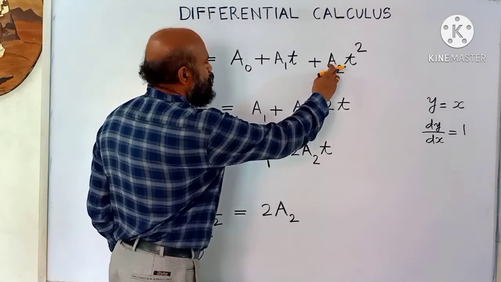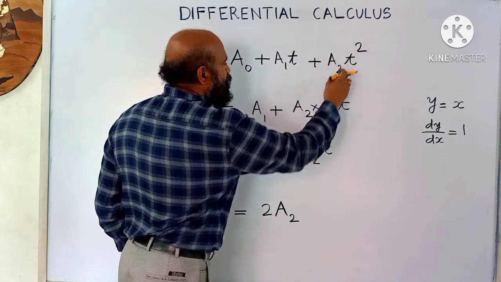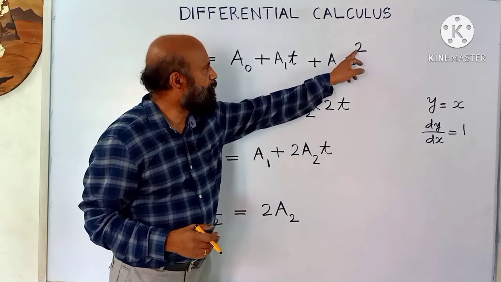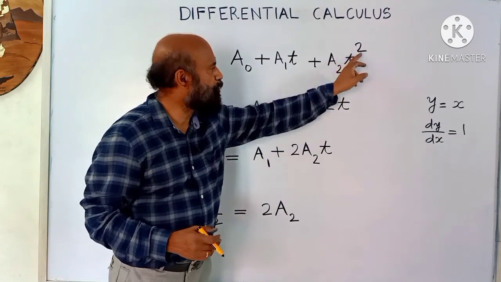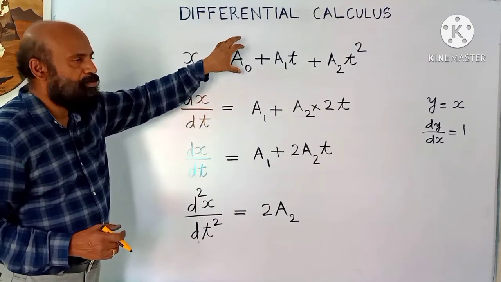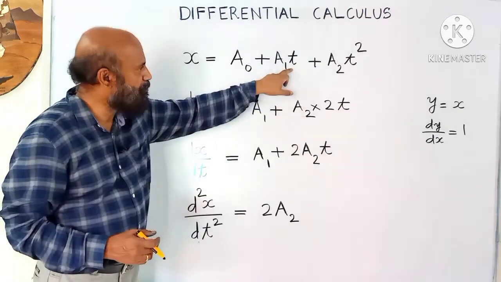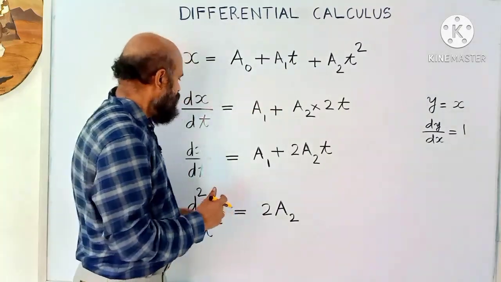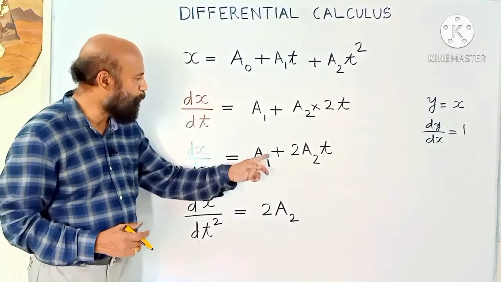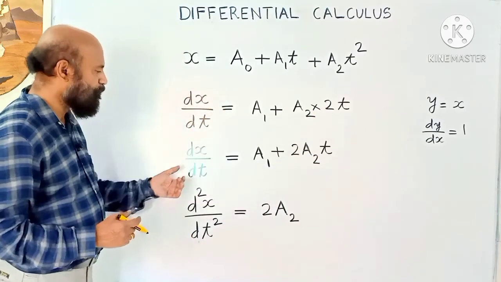plus a2, you have to write, then t square, the derivative of t square is 2t. 2 will come in front, then the power is to be reduced by 1. So the derivative of a constant, when that constant alone is there, will be 0. Otherwise, that is to be written, then the derivative. Next, dx by dt is equal to a1 plus 2a2t. So this is the first derivative.